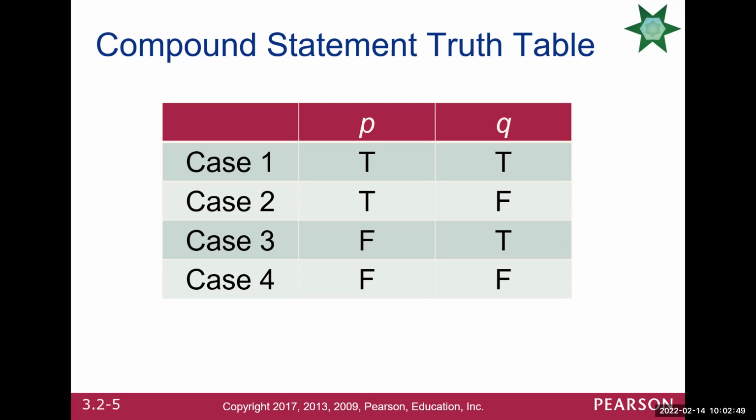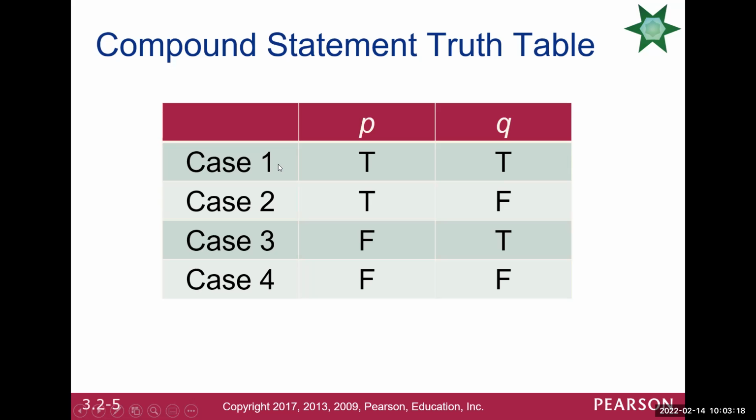Now here is a compound statement truth table. For a simple statement, you only have one statement, so you would only have just P, right? Now for a compound statement, we would have multiple statements. Here, the statements that were given are statement P and statement Q. Because we have 2 statements here, we have a total of 4 different cases. So here's case 1, case 2, case 3, and case 4.